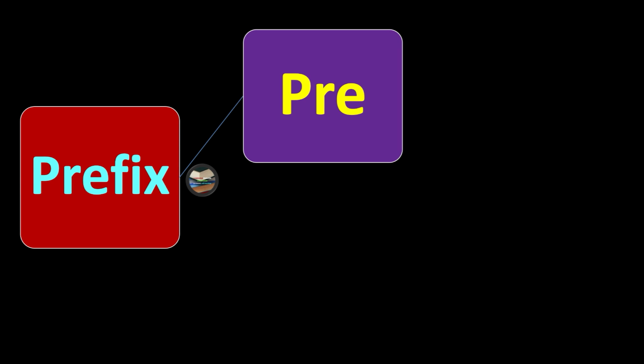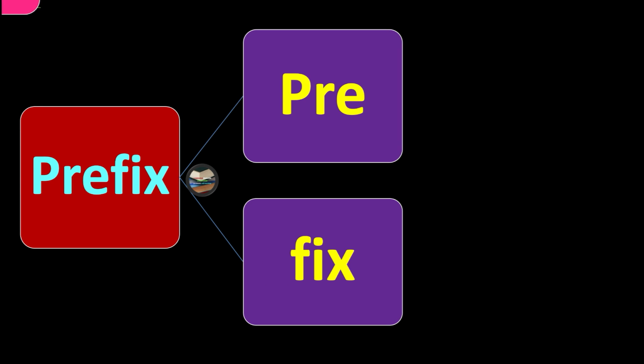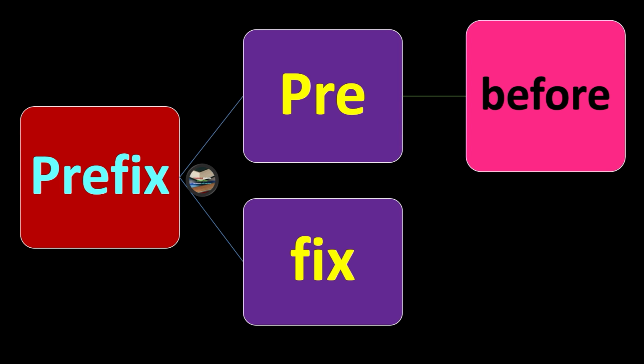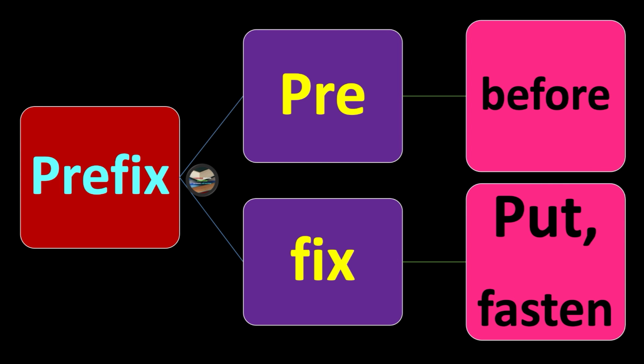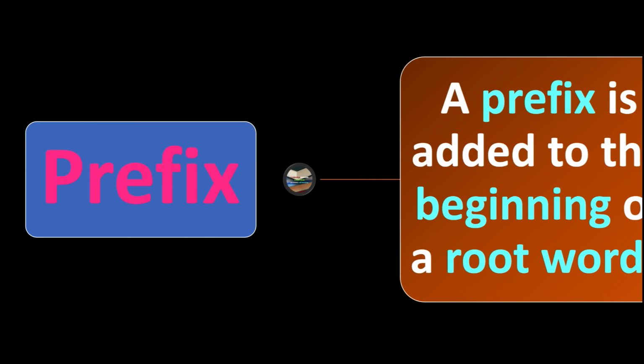Prefix. The word prefix is divided into 2 parts, pre and fix. The word pre means before and fix means put or fasten. Fasten, like you fasten your belt or you attach something with something else, that we say fasten. So combining these meanings, we come to the point that prefix means put before. Let's see how the definition explains.